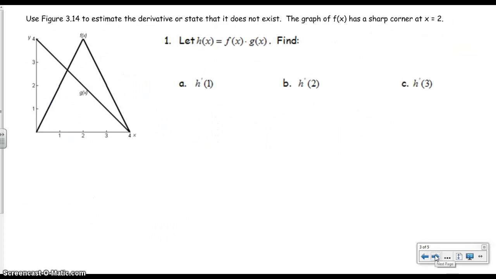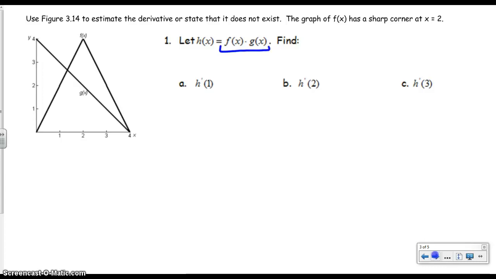Now we're going to look at how you may be asked to use the quotient rule or the product rule given a graph. So in this case, you don't have equations, and a lot of the times you wouldn't be able to figure out the equations, but you can figure out function values from the graph, and you can figure out slope values in this case because it's linear graphs.